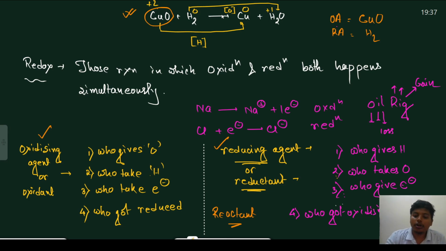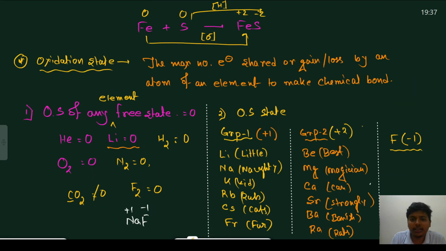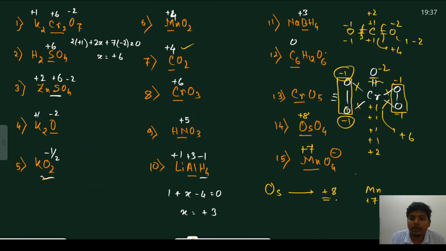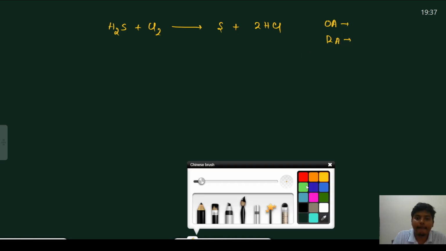Clear or no? So now one more reaction I'm telling, then we'll go for electrochemistry. Let's suppose I'm giving one reaction: H2S plus Cl2 giving sulfur plus 2HCl. You have to tell me which one is the oxidation reaction, which one is the oxidizing agent and which one is the reducing agent. Tell.